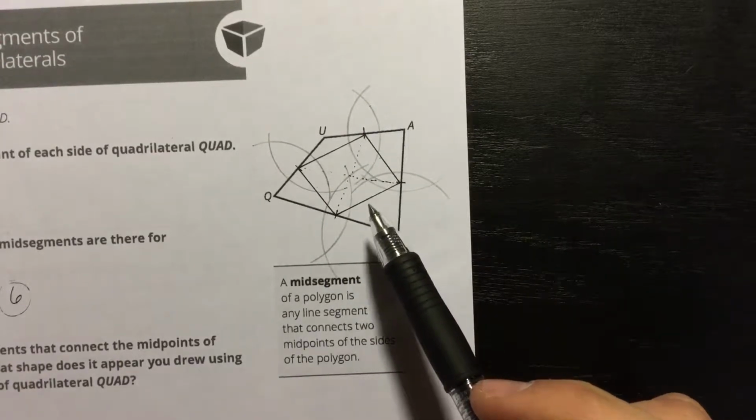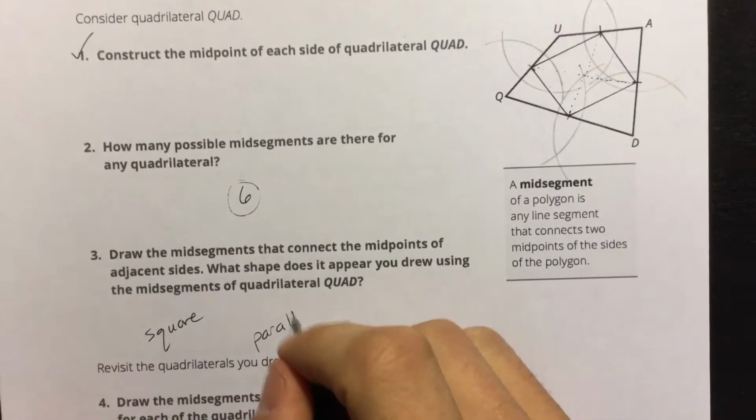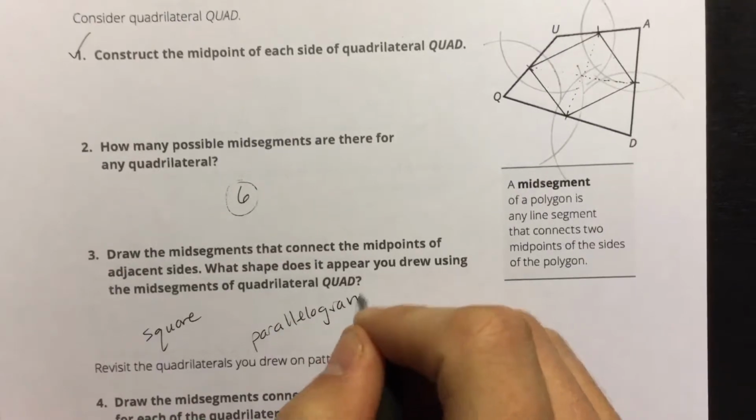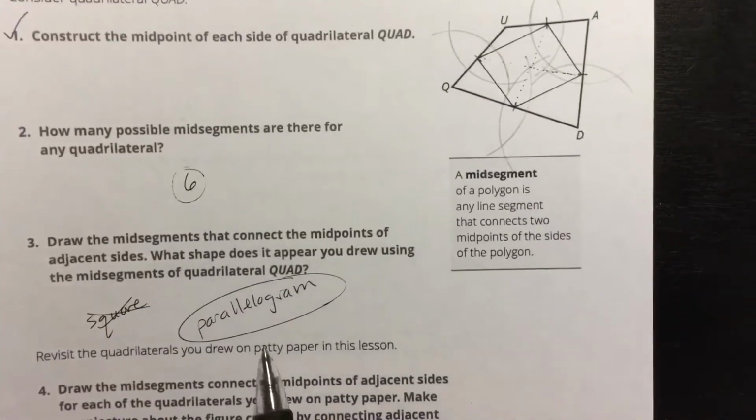I think what they should have done, because the answer they're looking for isn't a square, they're looking for a parallelogram for this answer. Okay, so I'm going to go ahead and cross that out. The answer they're looking for is parallelogram.